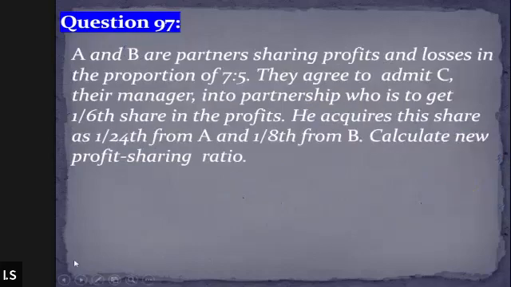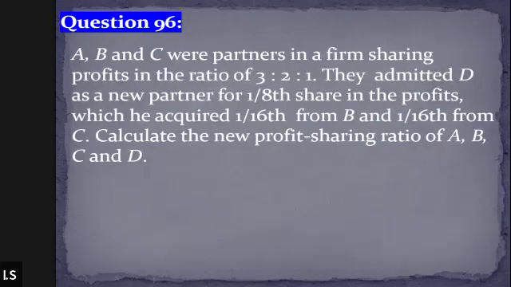Hiba was asking for the solution of question number 96. All right, everyone. Question 96. A, B, and C were partners in a firm, sharing the profits in the ratio of 3:2:1. They admitted D as a new partner for 1/10 share in the profit, which he acquired 1/16 from B and 1/16 from C. Calculate the new profit sharing ratio of A and B. We need to find out the new profit sharing ratio for A and B.